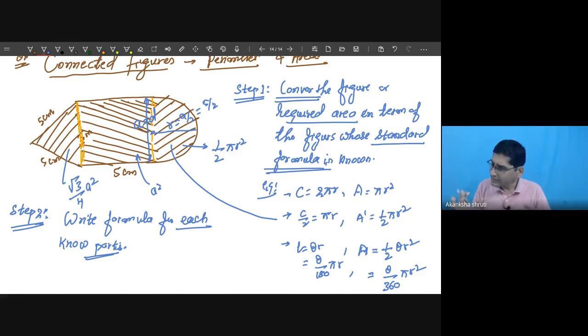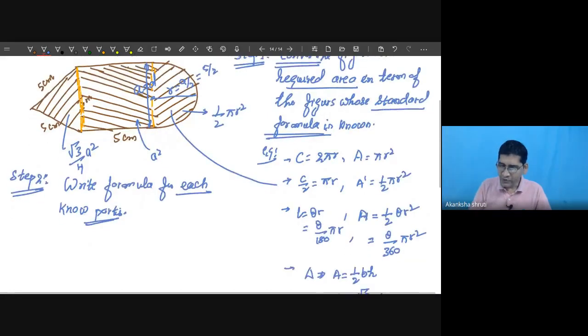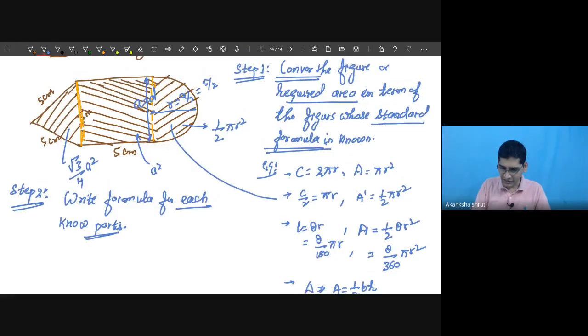Do not calculate. After writing, you have to adjust. It means if the entire area is required, you have to add. Sometimes some subtraction is required. So that is our next step, step number 3.